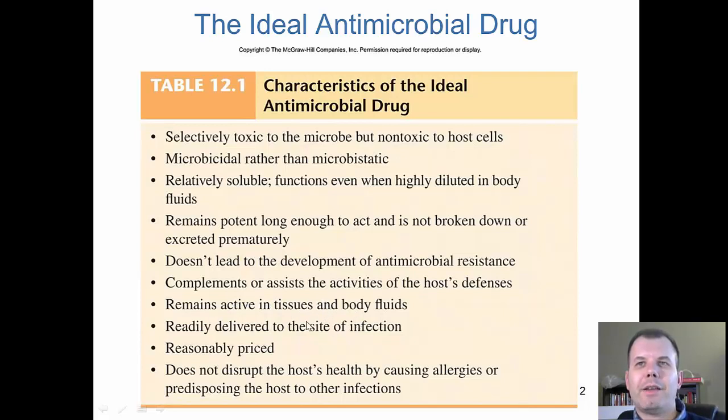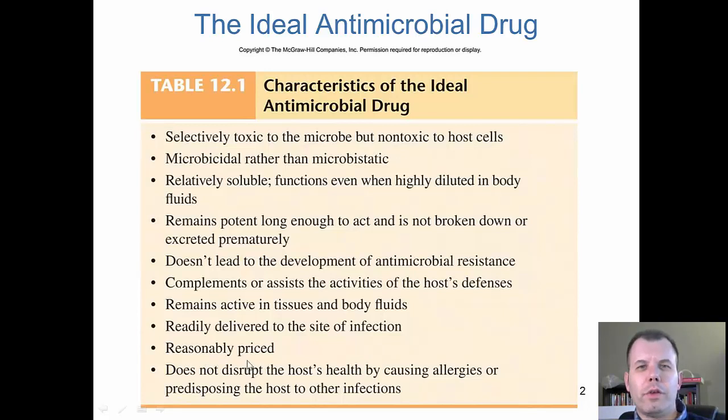Again, remains active in the tissues. Body fluid is delivered to the site of infection. So you don't want to take a pill and then not get to the site of infection. You want to be able to get that drug to where it needs to go to fight. So if you take it intramuscularly or IV, you want to make sure that it gets to where the infection needs to be. Obviously, this is a big one.